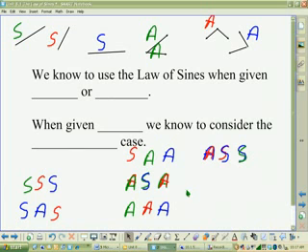Okay, what else? How many of them are there? How many ways can you combine six things using three at a time?